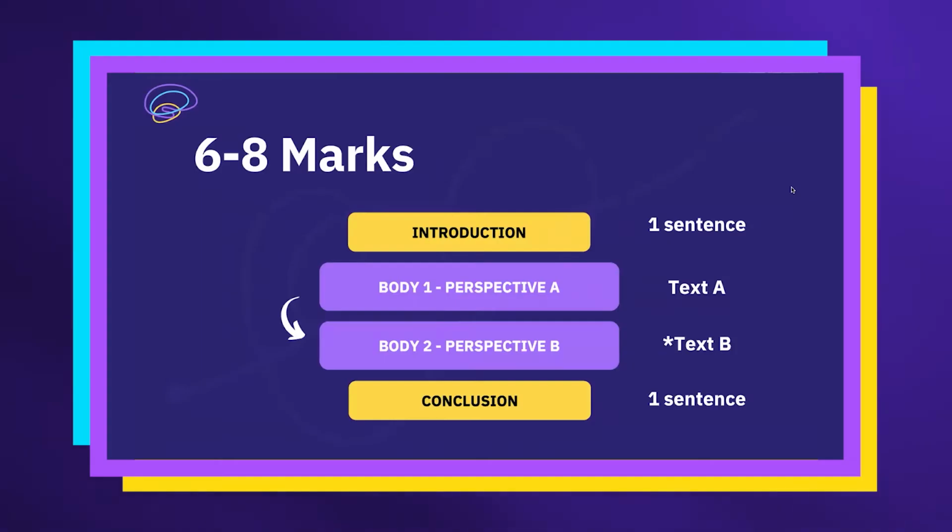We want to look at some techniques, but I also want to show 6 to 8 markers, guys, with a 6 to 8 mark question for section 1. Introduction, I just have a 1-sentence intro. For the 2 body paragraphs, if you're asked about 2 texts, I do 1 text in each body paragraph, and then I have a 1-sentence conclusion.